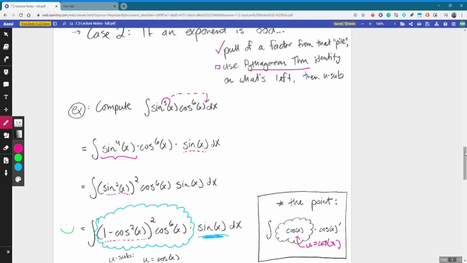And so, once again, maybe I'll say, pause the video at this point, see if you can work out this u sub and the rest of the integral here. Take a couple minutes and see what you can do with it.